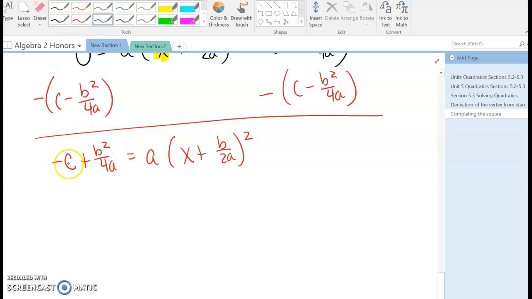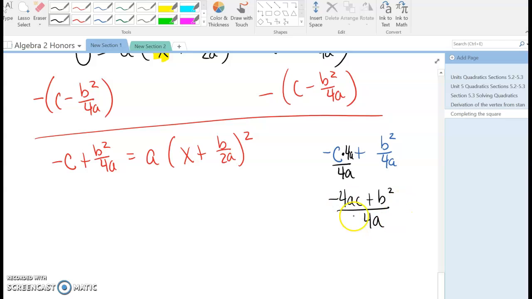I don't like the left-hand side being two separate fractions, so I'm going to go ahead and make those with one common denominator right now. So I'm going to make a common denominator by multiplying. If I try to add negative c and b squared over 4a together, that looks bad. I need to make a common denominator. I'm going to multiply negative c by 4a over 4a. So this becomes negative 4ac plus b squared all over 4a.